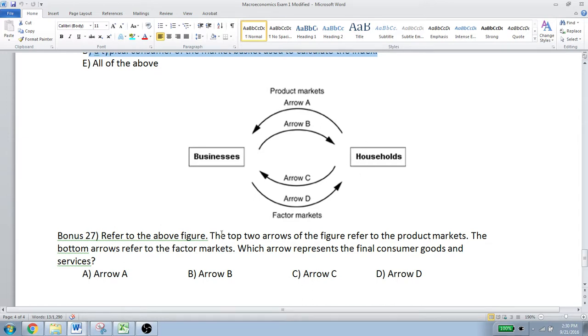Let's take a look at it. The top two arrows of the figure refer to the product market. The bottom arrow refers to the factor market. Which arrow represents the final consumer goods and services? Well, consumer goods and services is arrow B. Answer.